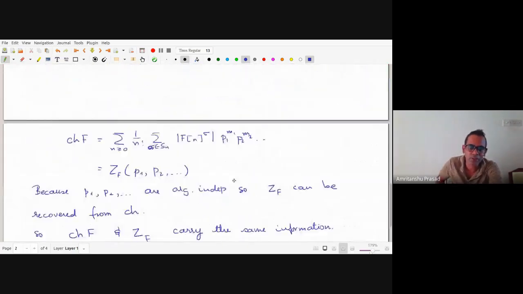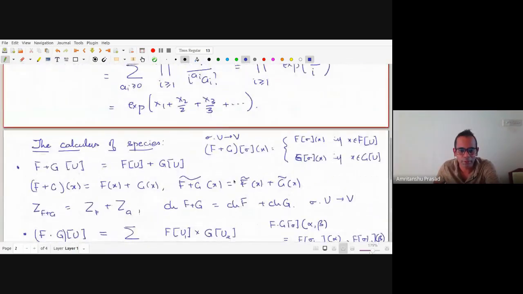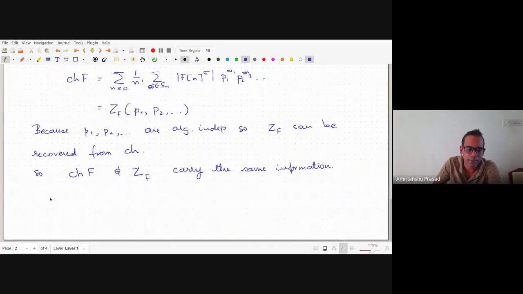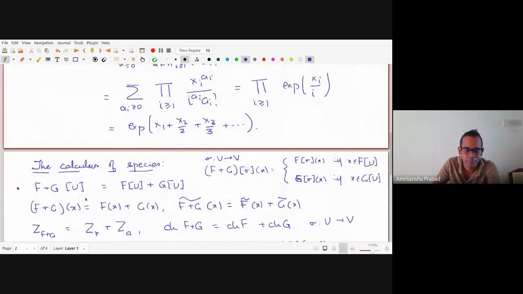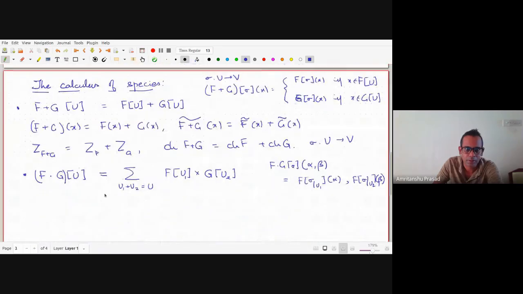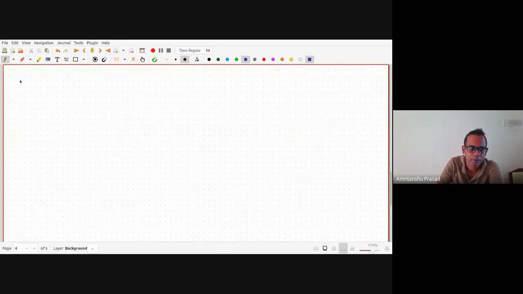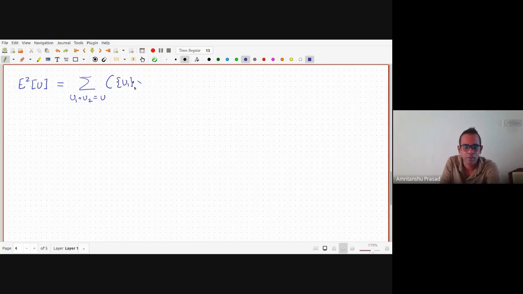Okay. So let's look at some very simple examples of this product construction. So let's just see what is E squared. So E squared of U. Let's just use the definition. So this is summation u1 plus u2 equals U. And then we just have this set.